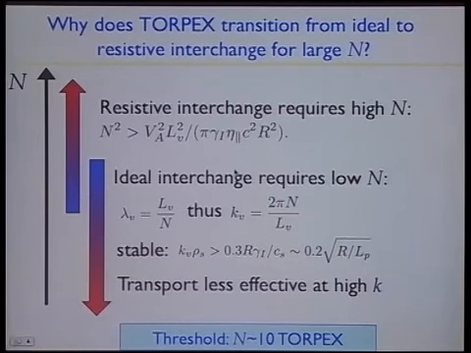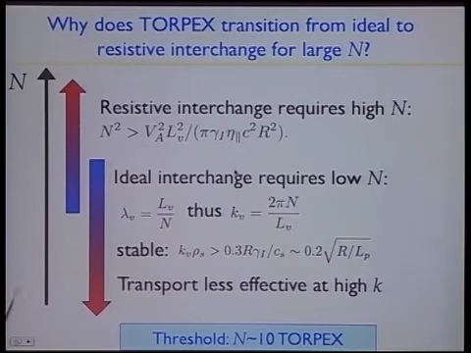Well, there are two reasons for that. One is that, as we have just said, the resistive interchange requires high N. The second one is that actually the ideal interchange requires low N. So, in fact, if we increase N, the vertical wavelength in the system decreases, and also K vertical increases.